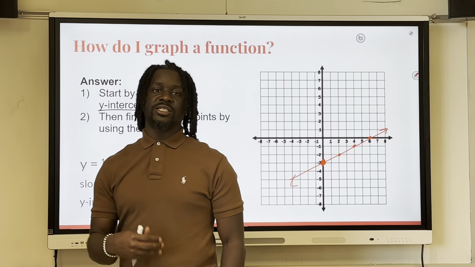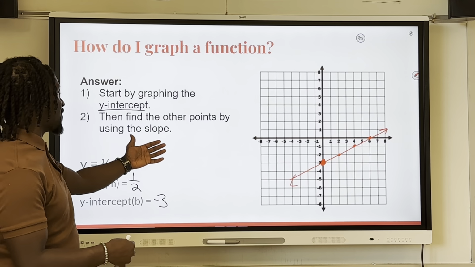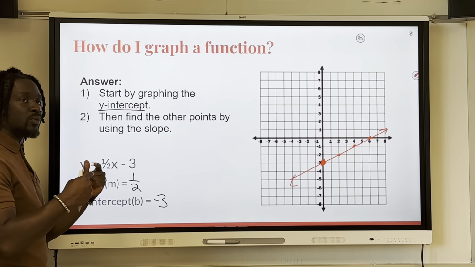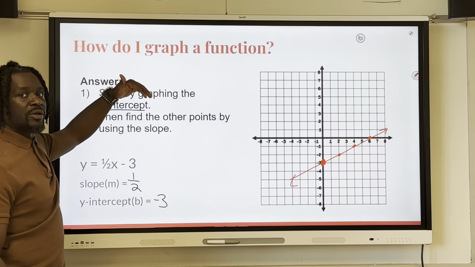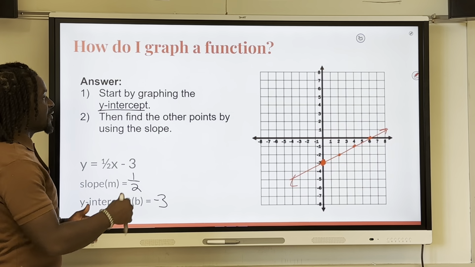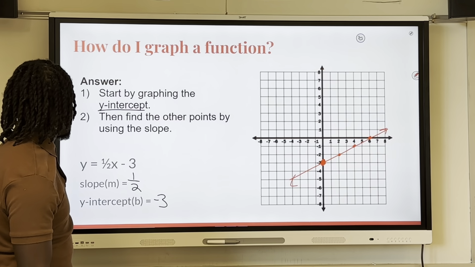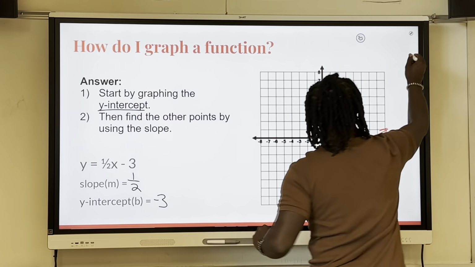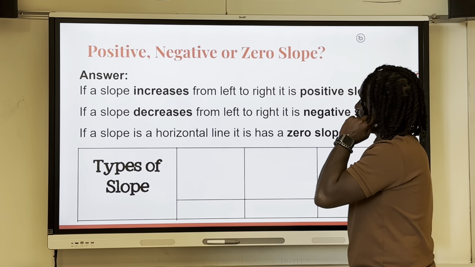Because your SOL will be on the computer, you will need to identify them. But still, when you think about it, start by looking at the y-intercept and then figuring out the slope and seeing where the other points fall. All right, so that is how I graph a function.